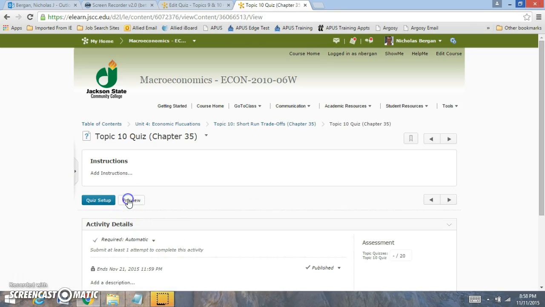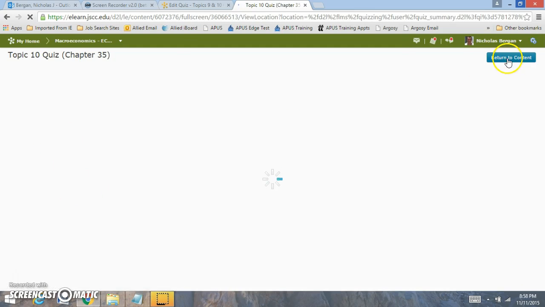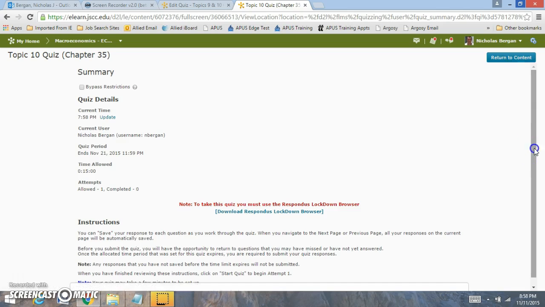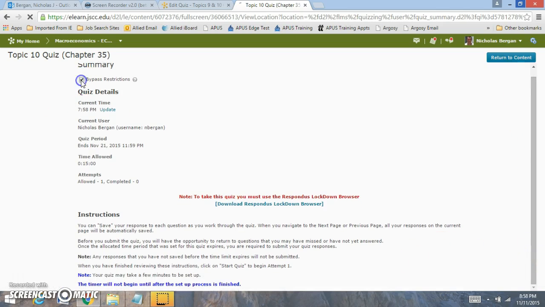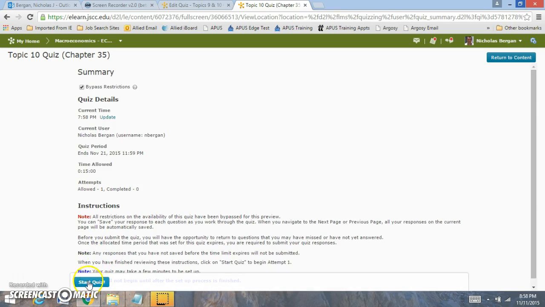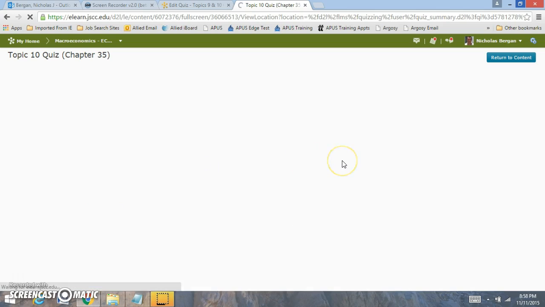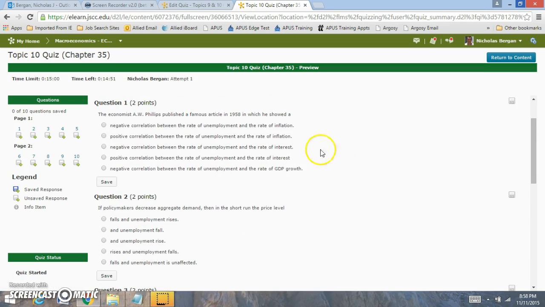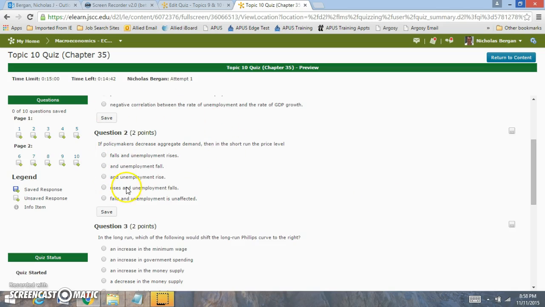Now I want to go over some of the concepts you might see on the quiz. I'm not going to go through every question, but I want to give you a little bit of a basis for what you might see. So, we're looking at the definition of the Phillips curve and what A.W. Phillips looked at. Now, aggregate demand decreases. When aggregate demand decreases, you want to focus on how that influences output and then unemployment.